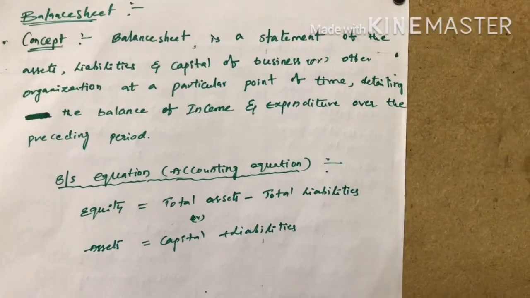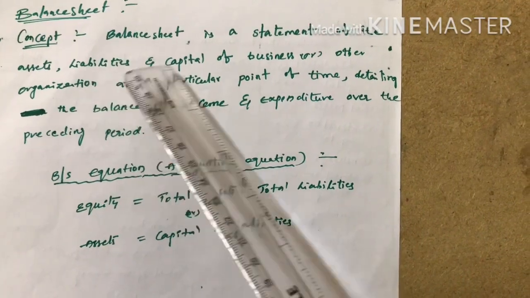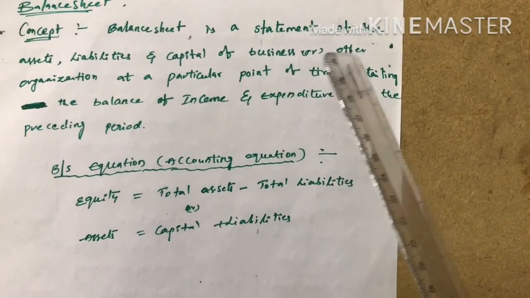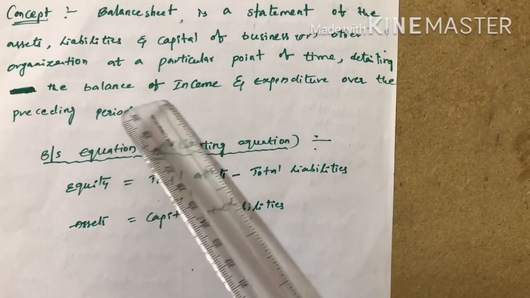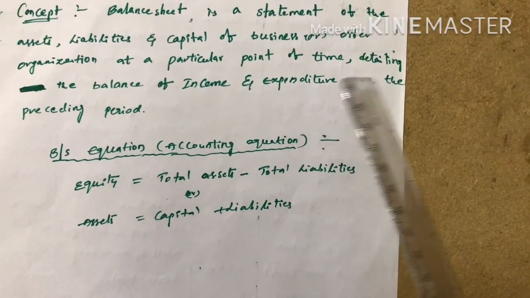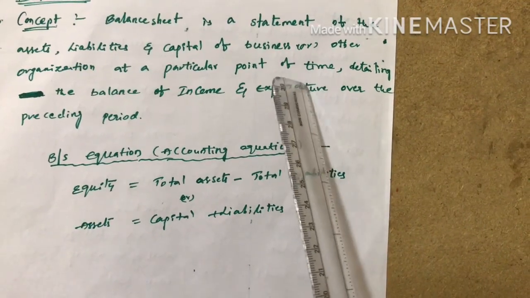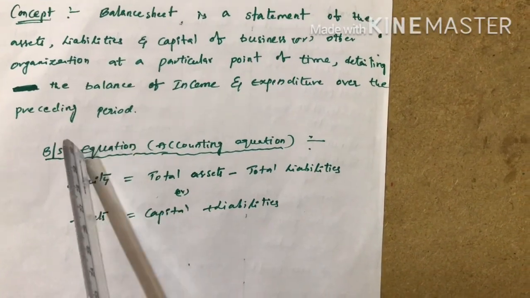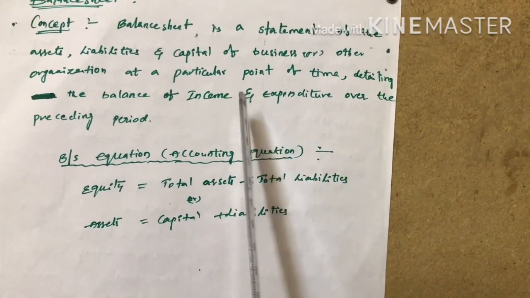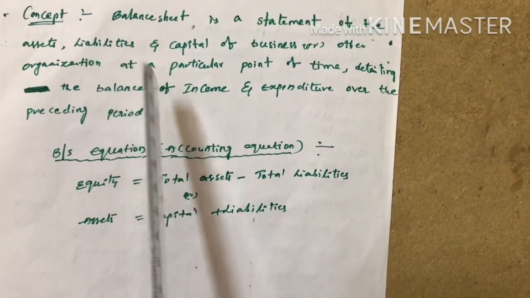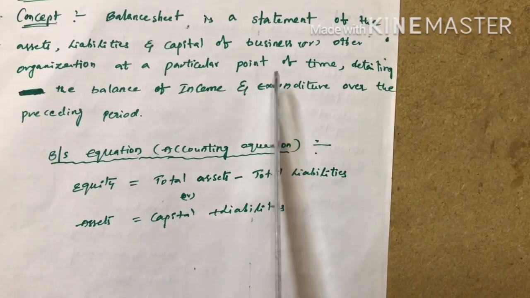The balance sheet is a statement of the assets, liabilities and capital of the business or other organization at a particular point of time, detailing the balance of income and expenditures over the preceding period. So all incomes and expenditures, meaning expenses, you can write on one side incomes and on the other side all expenditures. Here you call them assets and liabilities. You write liabilities on the left side of the balance sheet and assets on the right side.